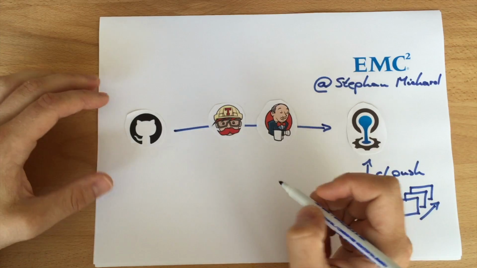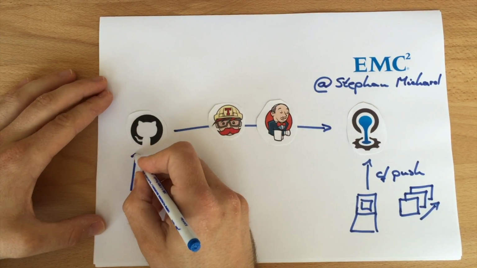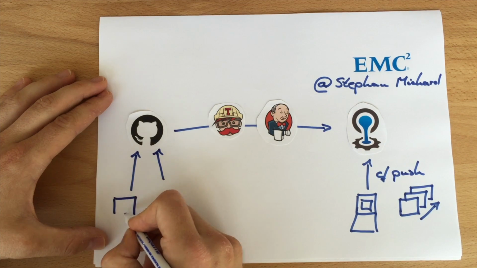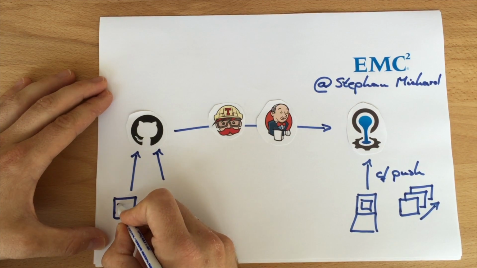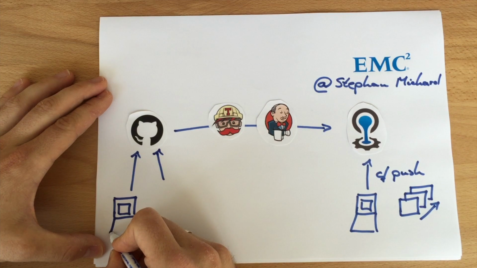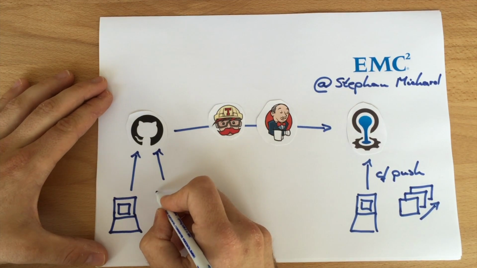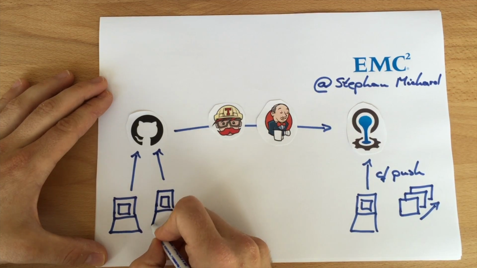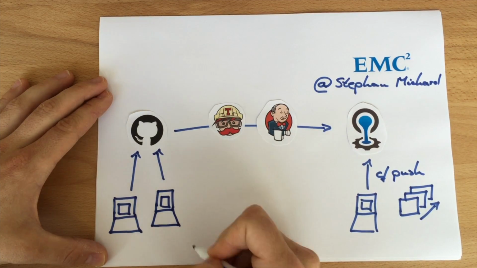Why is this useful? Imagine you work with several people on your project. You can automatically build your project. You can build deployment pipelines. Your project can be tested automatically. And you can also do blue-green deployments.